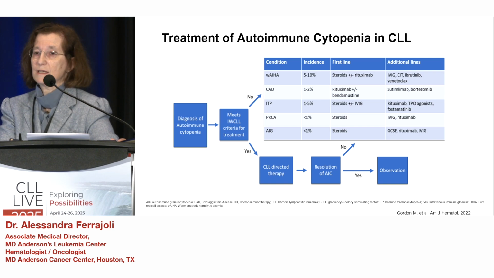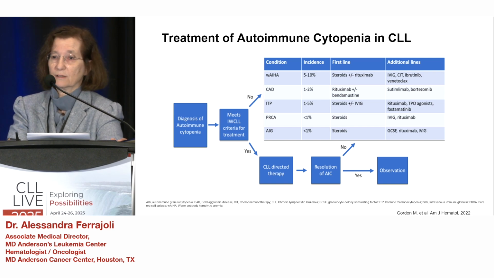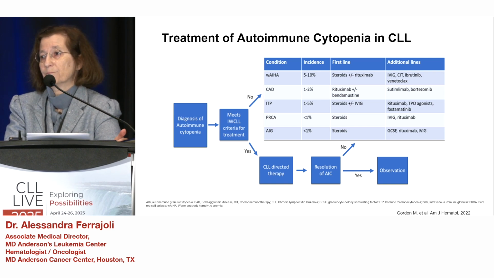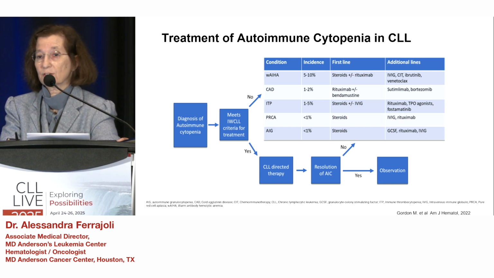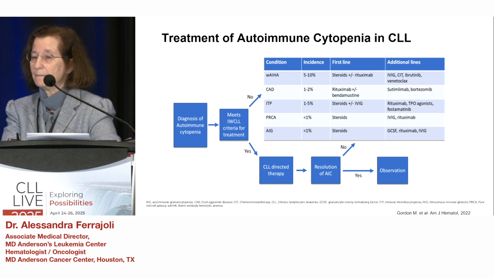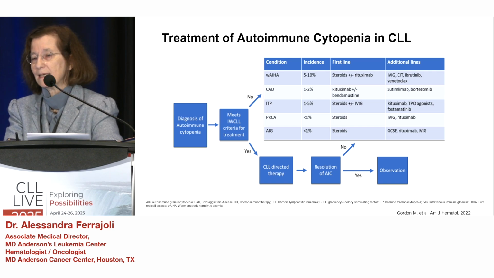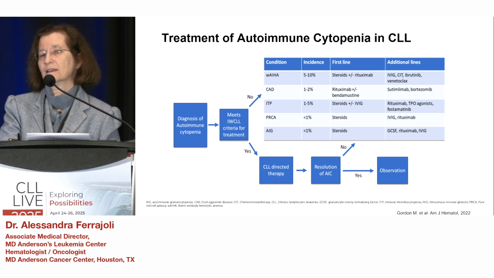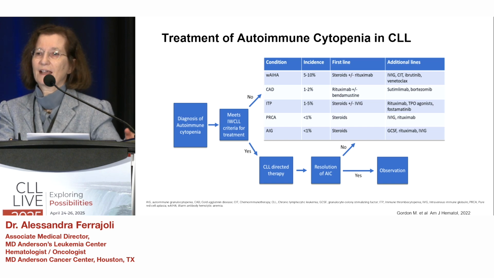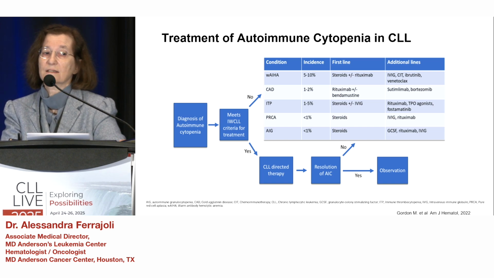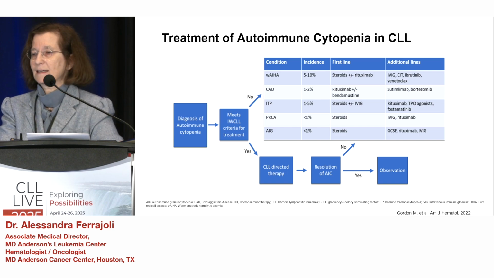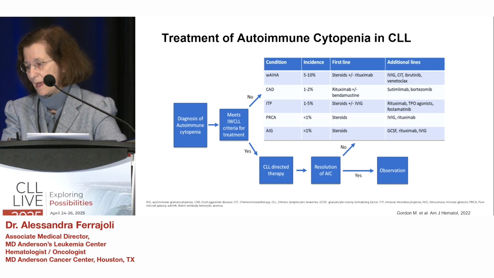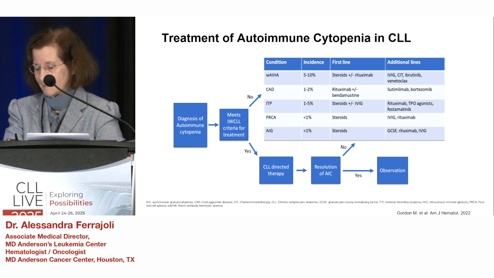What do we do? In some cases, when there is one of these complications, it's pretty easy. We can just treat with prednisone and the complication goes away. However, in many cases, because the real trigger is the underlying CLL, what we do is start therapy for CLL. And with CLL-directed therapy, we often have very good results.